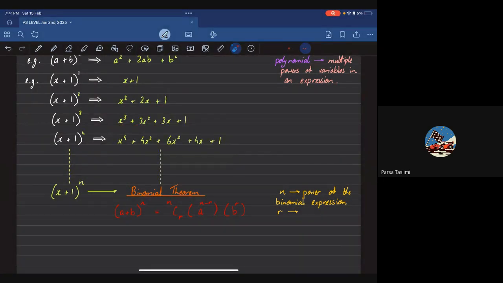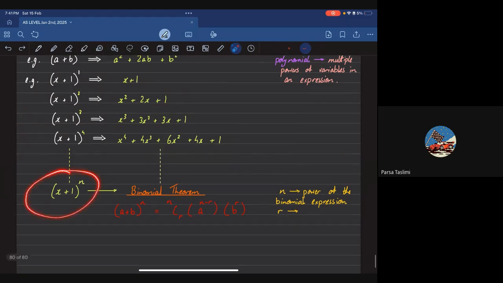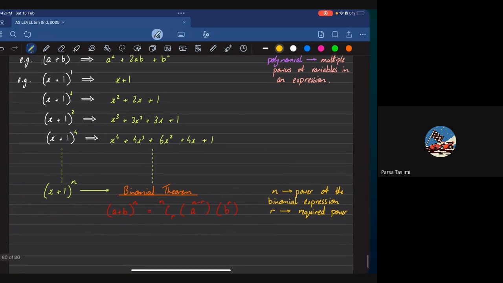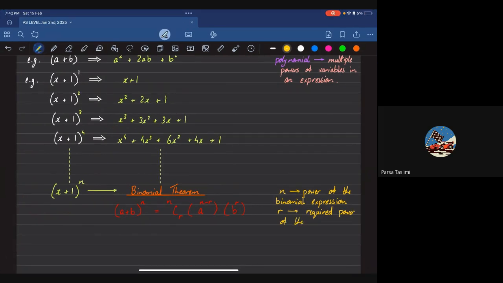So in a question, if you're asked to find the variable when the power is equal to 4, or what is the coefficient of that variable when the power is equal to 7, or what the term is when the power is equal to 3, and your total expression is being expanded to a greater power, you can use this formula, because r is going to be the required power of the variable in the question. Is this clear, guys?